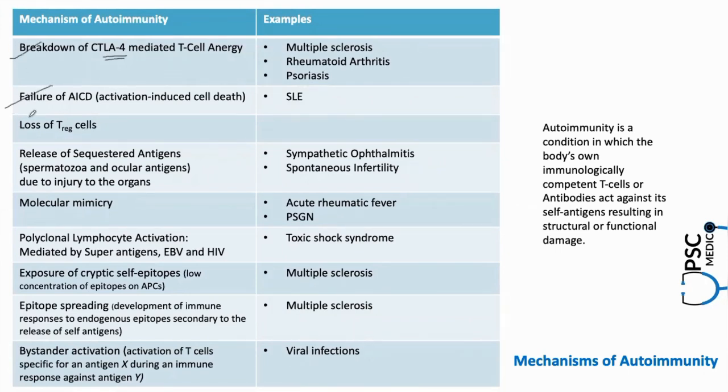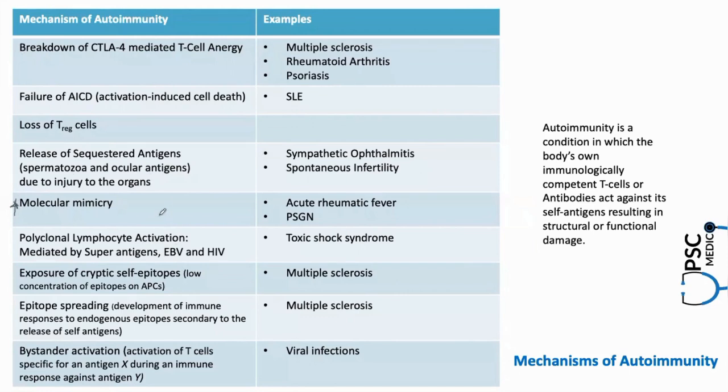We're done with three things. You know the mechanism. Fourth, simple, very easy. Release of sequestered antigens. I already told you the spermatozoa and ocular antigens. Due to the injury to these organs, we'll see sympathetic ophthalmitis and spontaneous infertility. Very easy. Next, molecular mimicry.